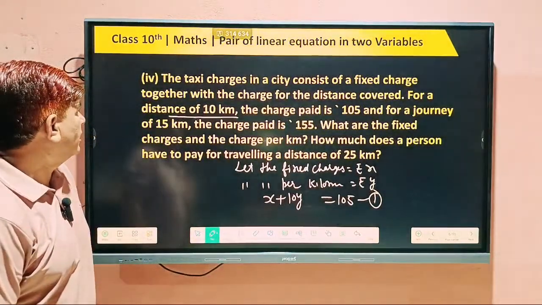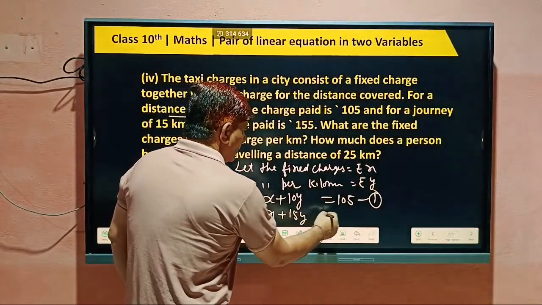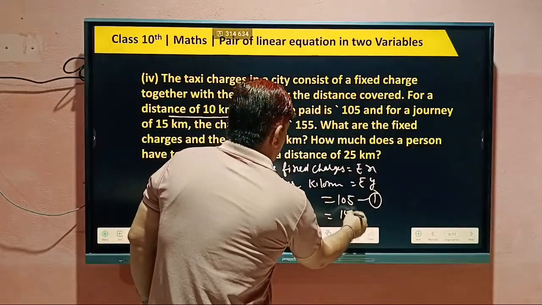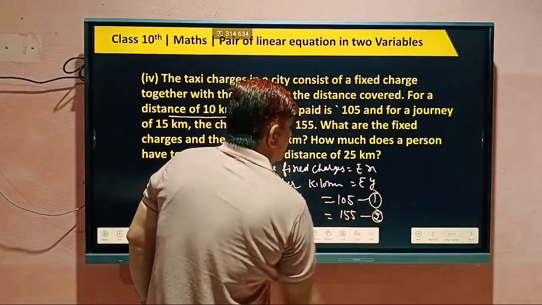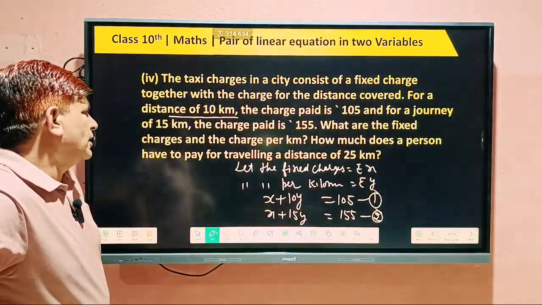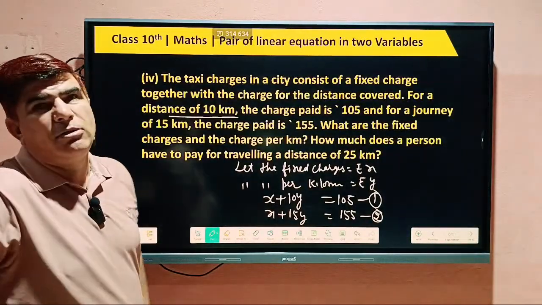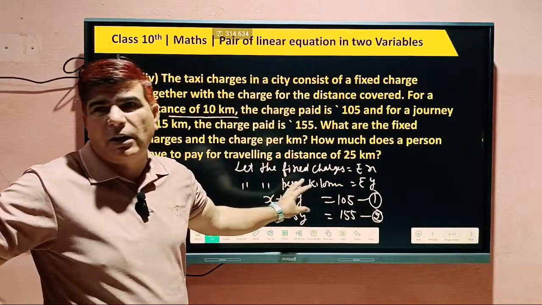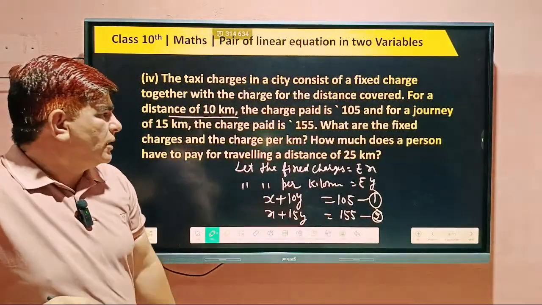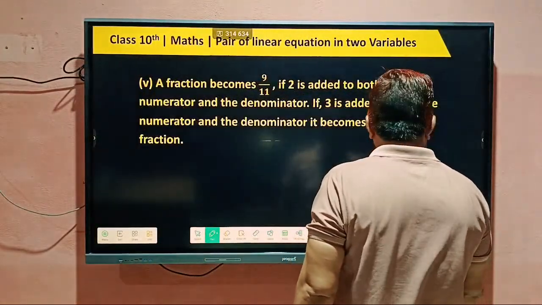In the second case, the distance is 15 kilometers: x plus 15y is equal to 155. This is your equation number 2. What are the fixed charges and the charges per kilometer? How much does a person have to pay for traveling a distance of 25 kilometers? First, we can find the x and y values. The x value is the fixed charge, the y value is the per kilometer charge. So taking the next page.